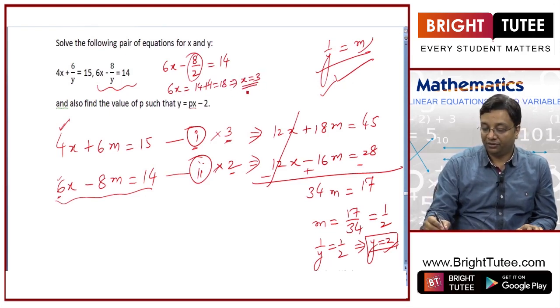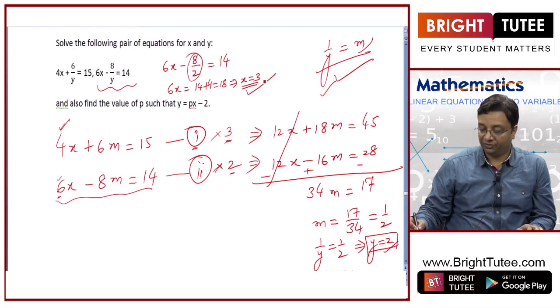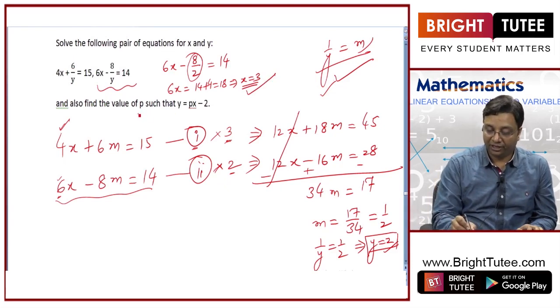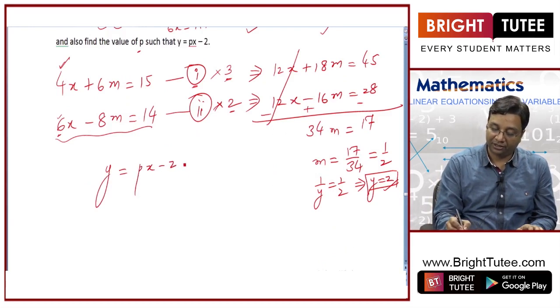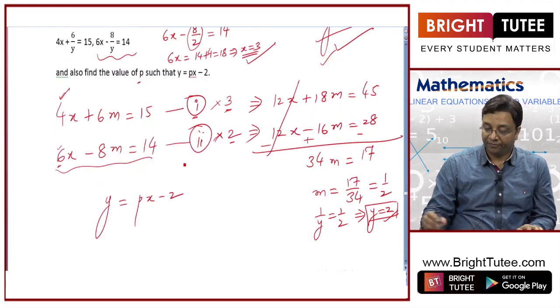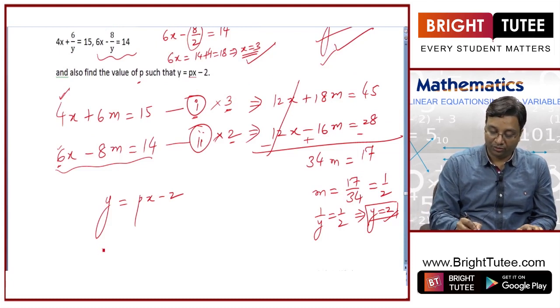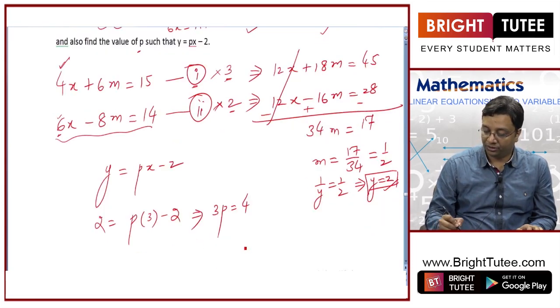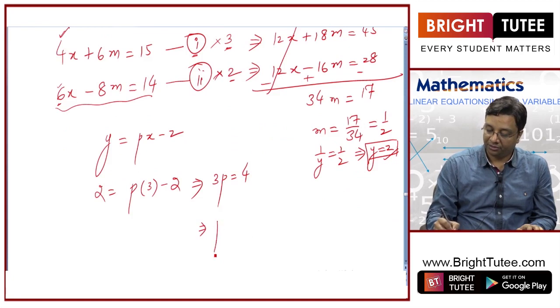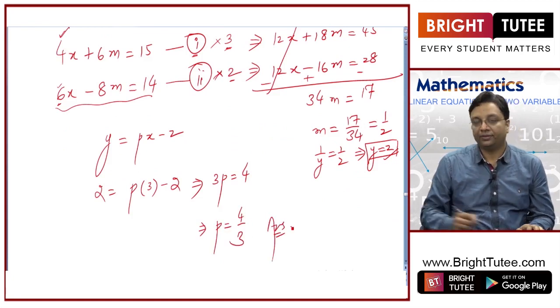Okay. Now I have got value of x and value of y. So I need to find value of p such that y is equal to px minus 2. Okay. x is 3, y is 2. So 2 is equal to p into 3 minus 2. This will give me 3p equals 4. Hence p is equal to 4 by 3, and this is your answer.